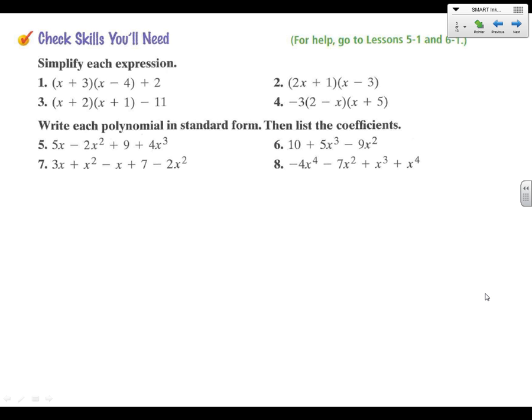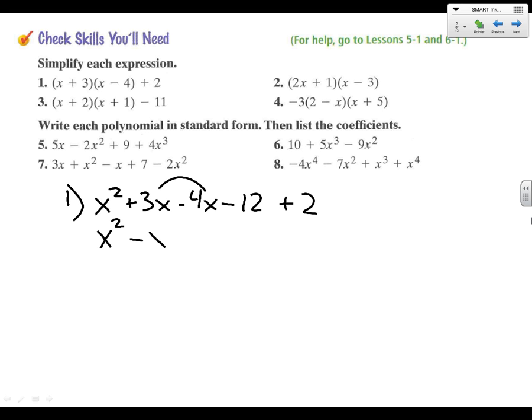So let's kick things off, though, with some skills check. And 5-1 and 6-1, if you need a refresher, I'll do 1 and 5. You guys do the rest. So number 1, we need to FOIL first. So we're going to get x squared, and then we're going to say plus 3x, and then minus 4x, and then minus 12, and then there's the plus 2 on the end. And we can clean this up as x squared. These two will go together as minus x. These two will go together as minus 10, and that will be our answer.